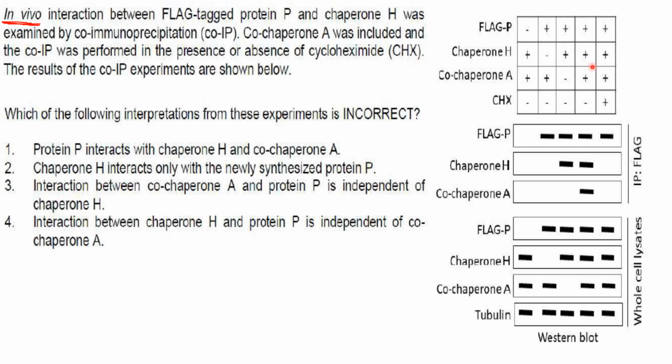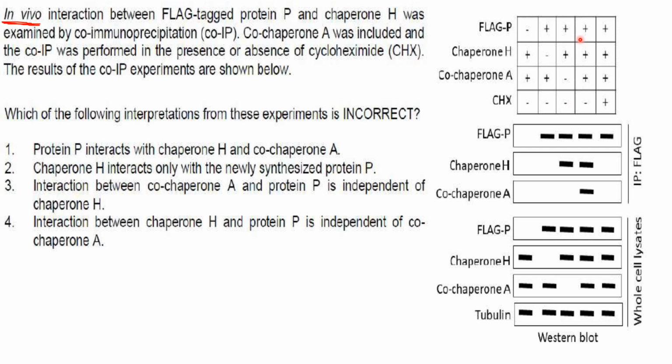So what is happening here? Flag protein P is not added, chaperone H and co-chaperone A are added, you don't get any bands in immunoprecipitation. When flag P and co-chaperone A are added, you don't get bands of A, only the flag P band. But if you see flag P and chaperone H being added, you get the flag P band as well as the chaperone H band, showing that chaperone H interacts with flag P. All this is taking place in the absence of cycloheximide. And cycloheximide blocks the synthesis of new proteins. Remember that point.